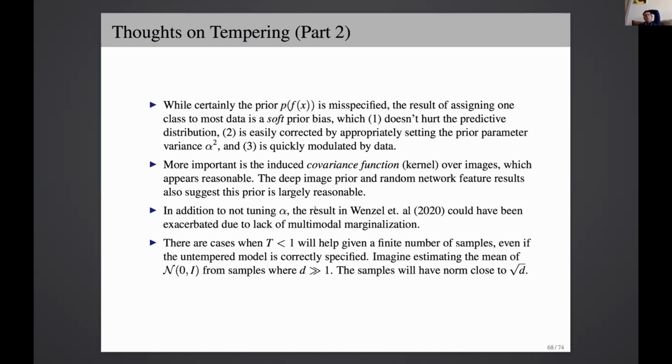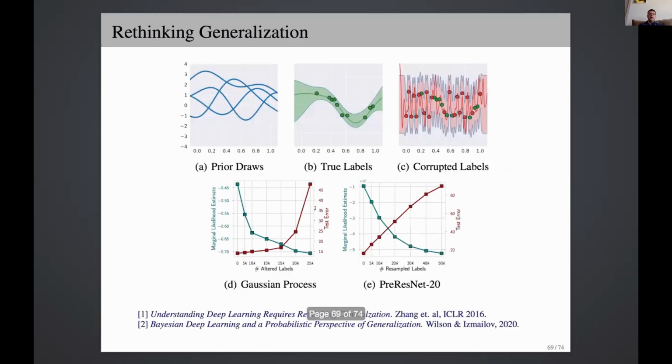Similarly, we could imagine, for example, that we're trying to estimate the mean of a high-dimensional Gaussian distribution. If we take samples from that distribution, what you'll find is that those samples have a norm that's almost exactly root D. This is a fun thing to try at home: look at a histogram of the norms of samples from a high-D distribution. And so this means that if we have a temperature less than 1, given a finite number of samples, we'll do a better job of estimating that parameter. It's not always the case that a T not equal to 1 is indicative of model misspecification. We have to take into account that our marginalization procedure is going to be suboptimal, and we're also running it for a finite amount of time.